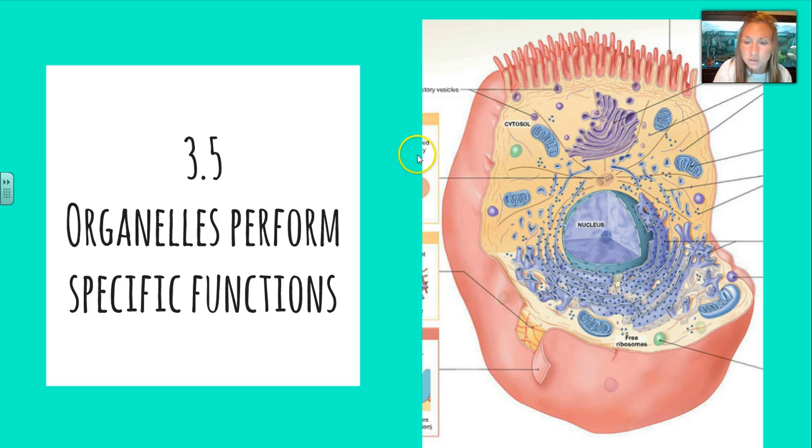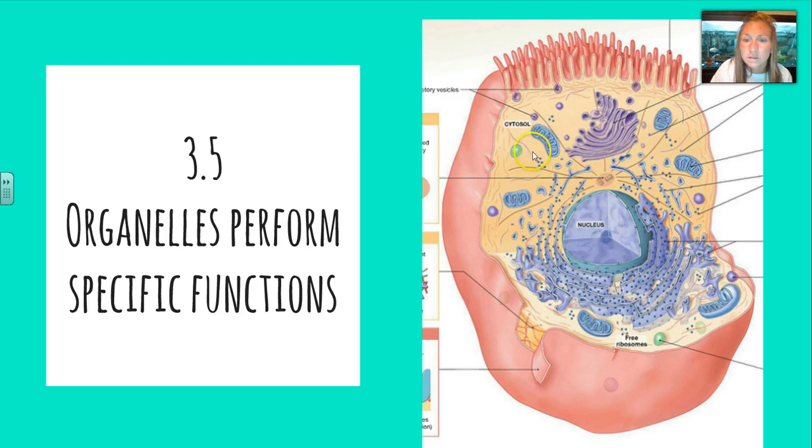Some of the main ones pictured here are the nucleus. Remember, that's the control center of the cell. There's the endoplasmic reticulum. This is the rough because it has the ribosomes studded on it. They are a transport highway for those ribosomes. And those ribosomes, remember, create proteins or synthesize proteins.